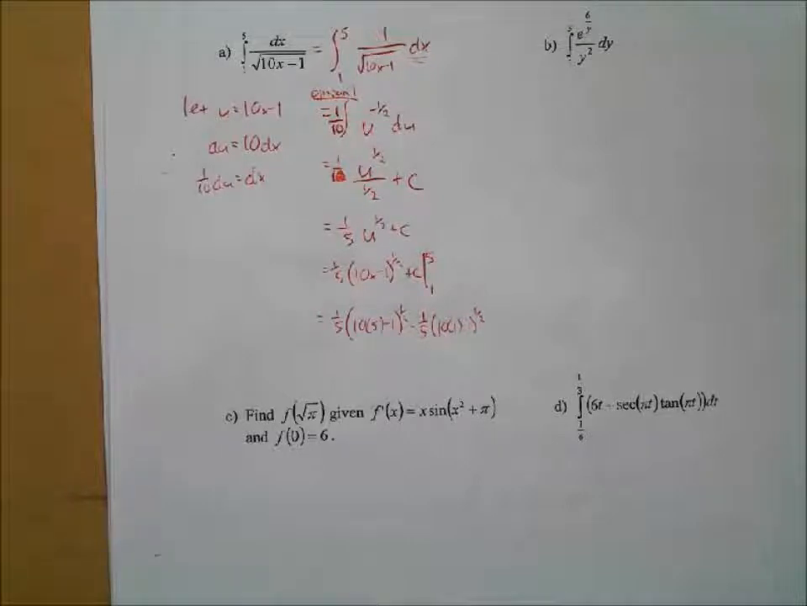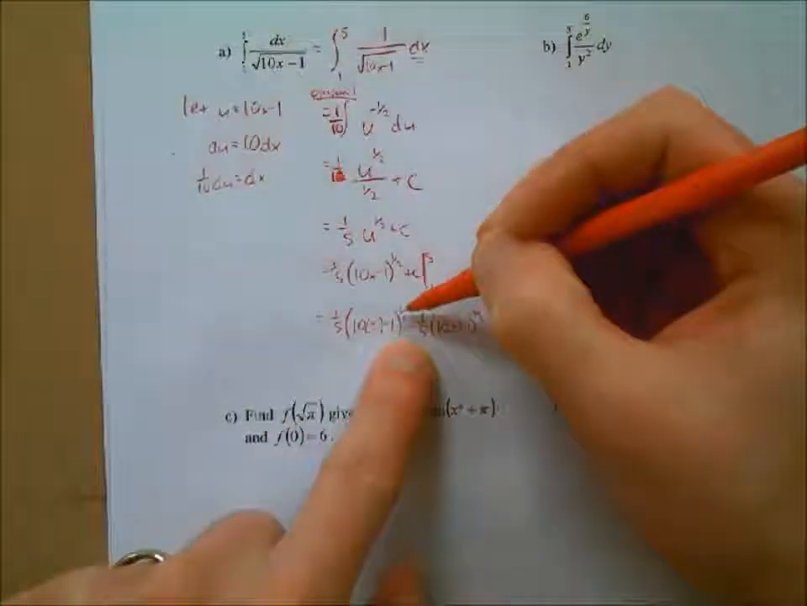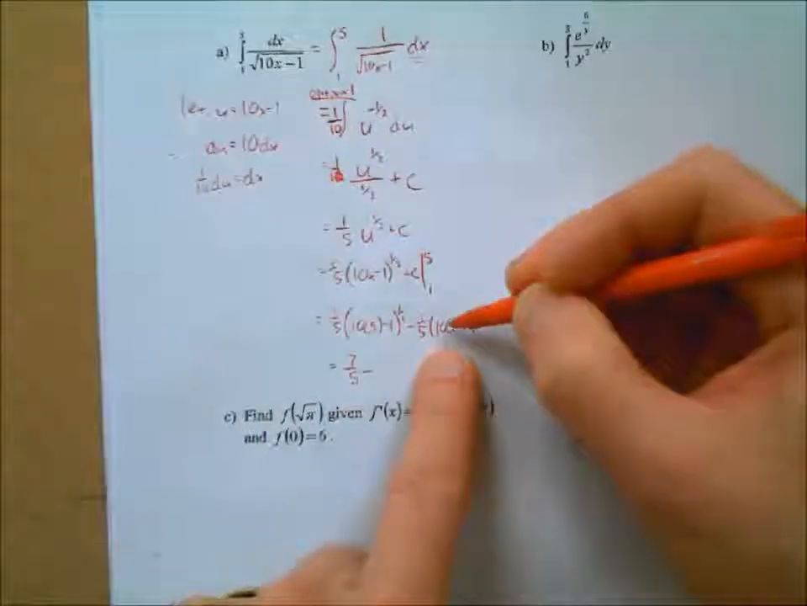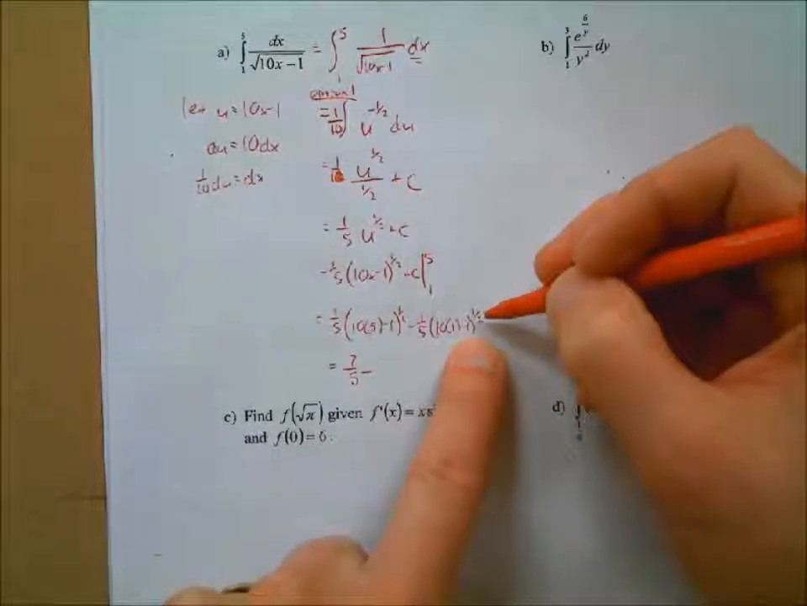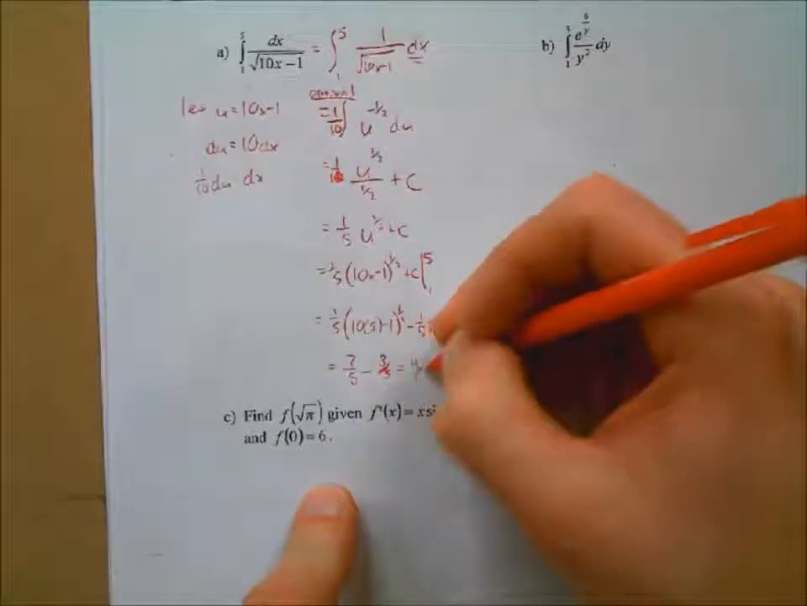Okay. At this point, we're done, right? We could stop. But 10 times 5 is 50, minus 1 is 49. 49 to the 1/2 is 7, so we get 7/5. Minus 10 times 1 is 10, minus 1 is 9. 9 to the 1/2 is 3, 3/5.